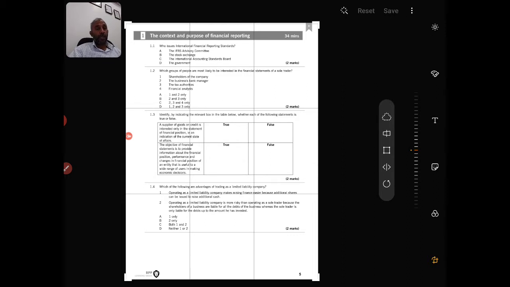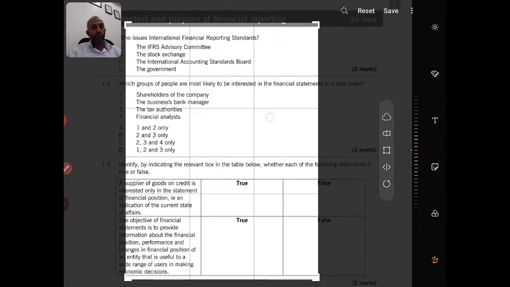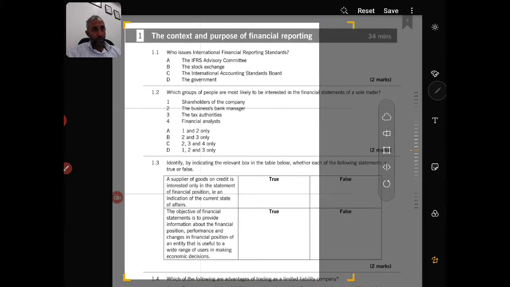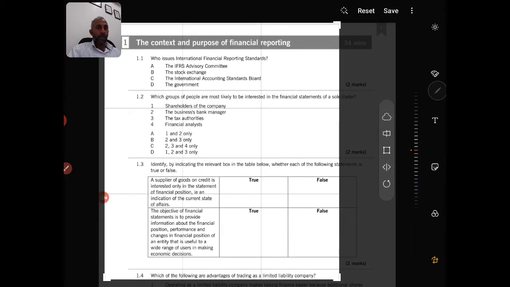The first question is, who issues international financial reporting standards? Now, these standards are issued by whom? That's the question. We have four options. The first one, the IFRS Advisory Committee. The second one, the Stock Exchange. Third one, International Accounting Standards Board. And the fourth one is the government.